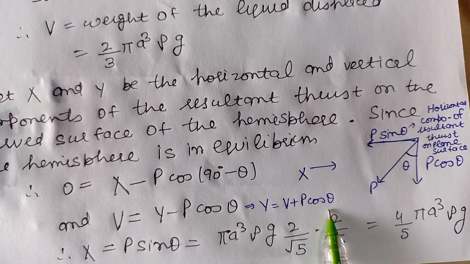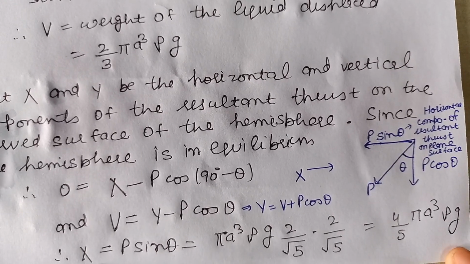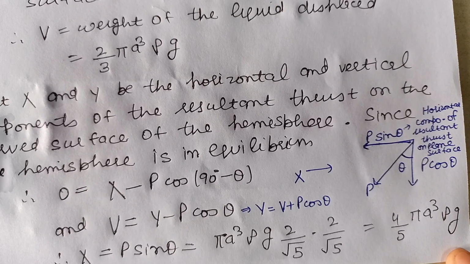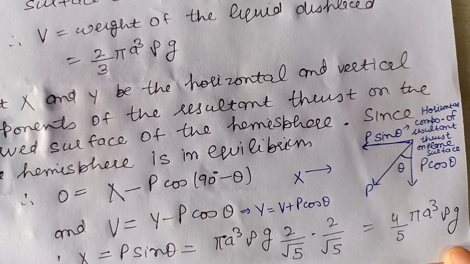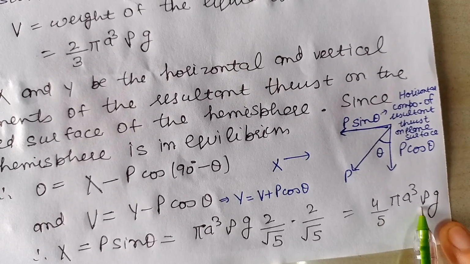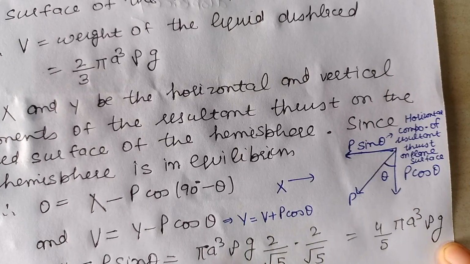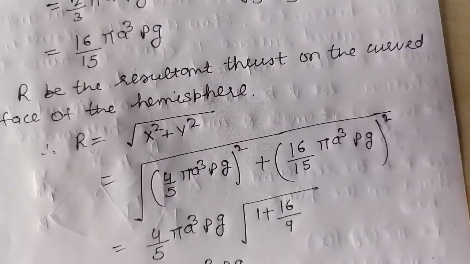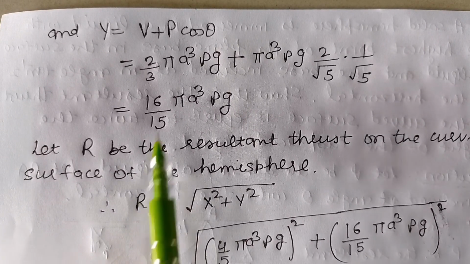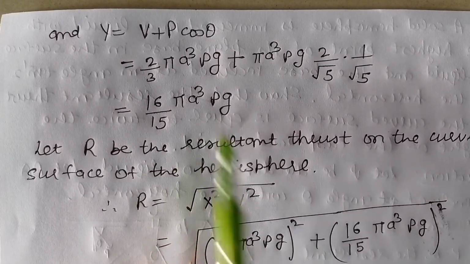So we get X is equal to P sine theta and Y is equal to V plus P cos theta. Now putting the values of P and sine theta in X, we get the horizontal component of the resultant thrust on the curved surface of the hemisphere, and it is given by 4 by 5 pi a cube rho g. Now Y, that is V plus P cos theta. We can put the values of V and P cos theta to get the value of Y, which is given by 16 upon 15 pi a cube rho g.